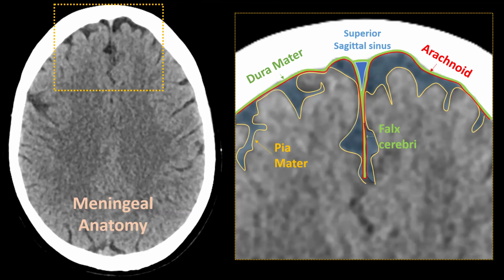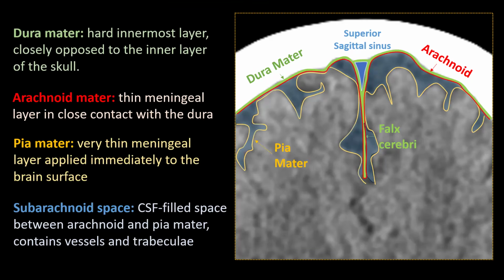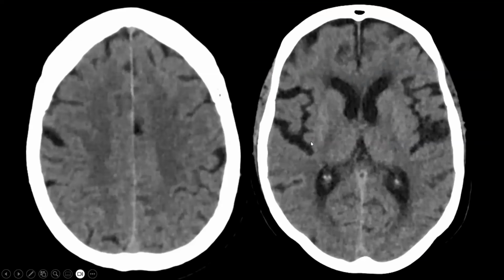In this space, we have, as said, cerebrospinal fluid, but we also find arteries and veins and some kind of trabecular connective tissue meshwork connecting the arachnoid with the pia mater. Everything that is written on this slide has already been said. So we start with the very thick dura mater immediately underneath the skull. Then we have the thin arachnoid mater in close contact with the dura, and the pia mater located immediately above the brain surface.